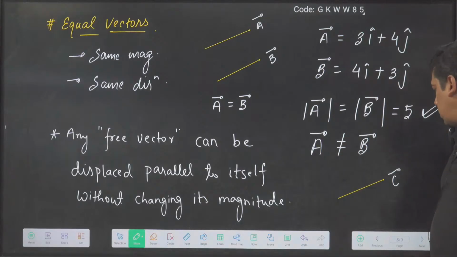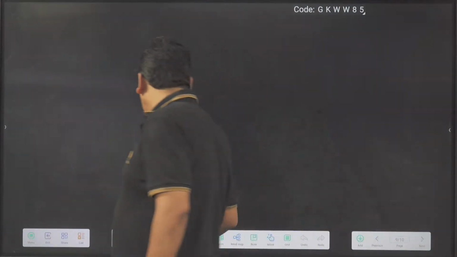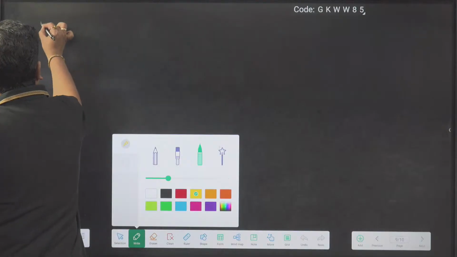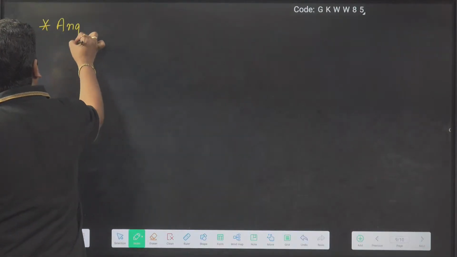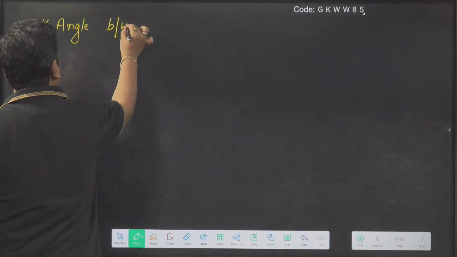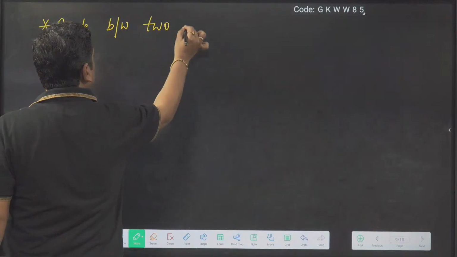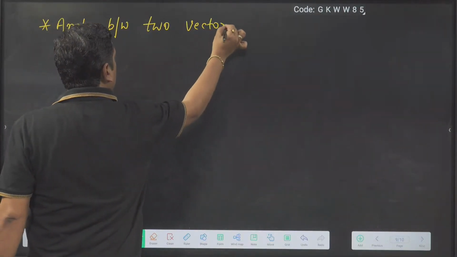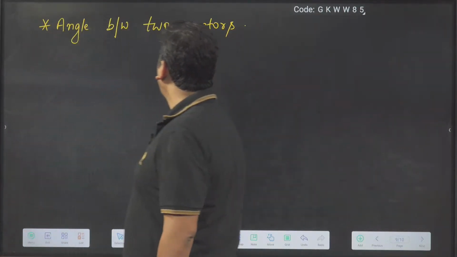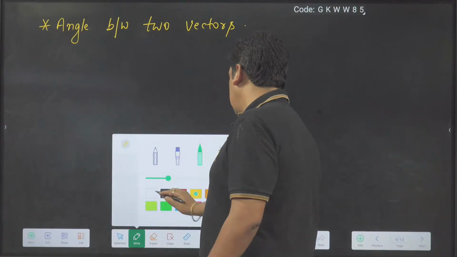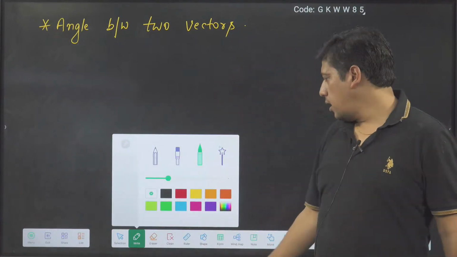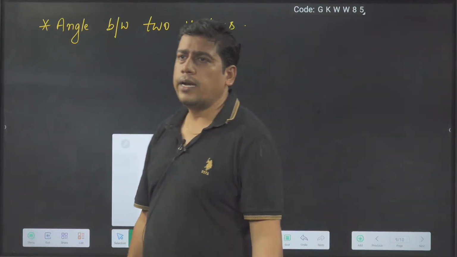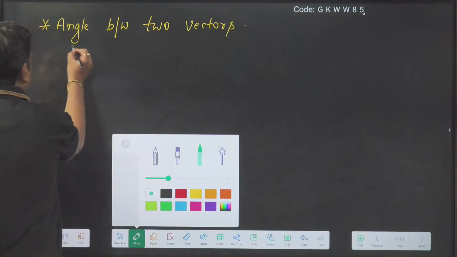Chalo bhai. Another little thing. What do we mean by angle between two vectors? Angle between two vectors. So simple, sir. Angle between two vectors, angle between two lines, it's just simple. No. There's a theory.